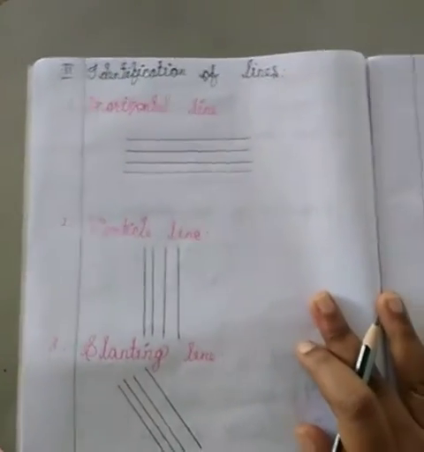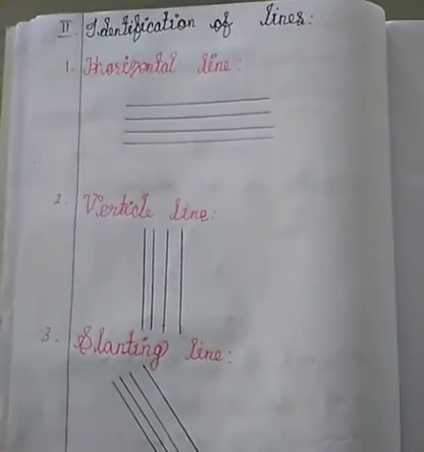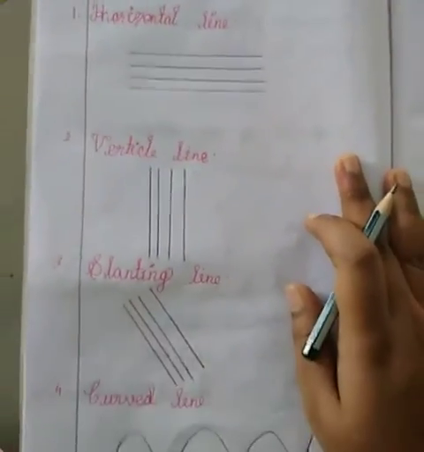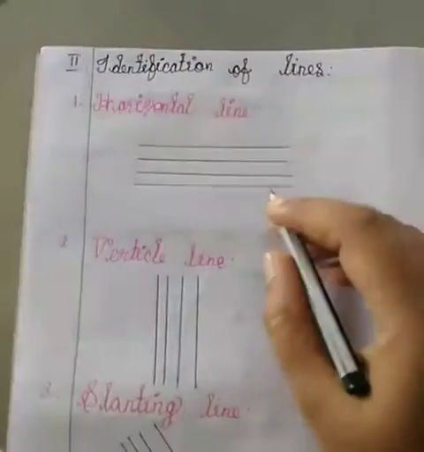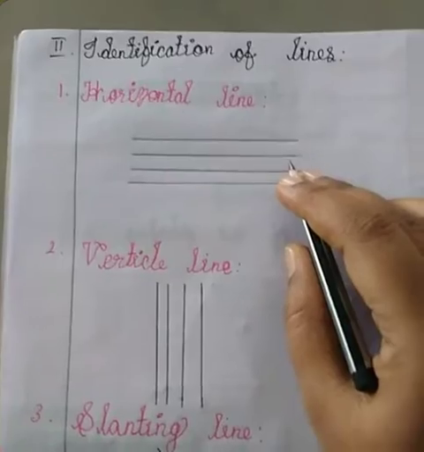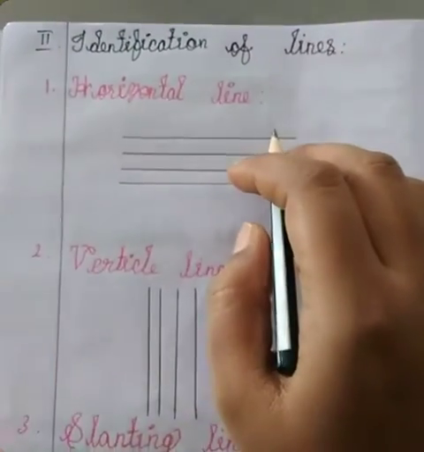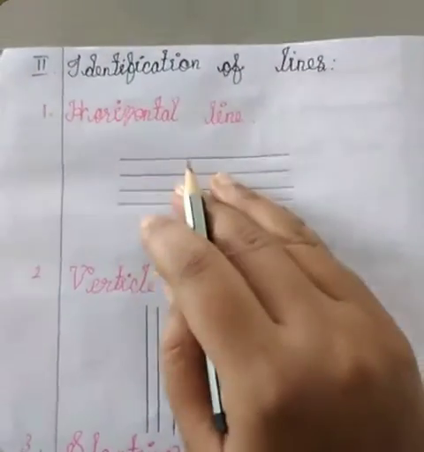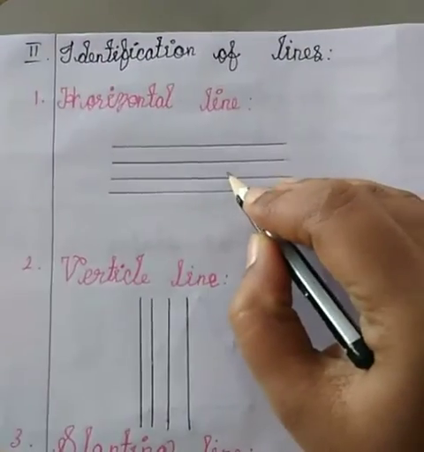Okay, next one, identification of lines. See the first one, horizontal line. You already know the lines. I will once again recall the lines. Horizontal line means sleeping line. There are two ends in the line. This one is called the horizontal line.